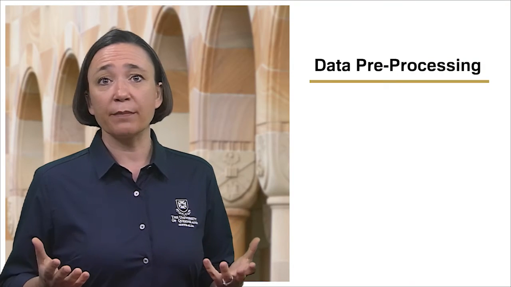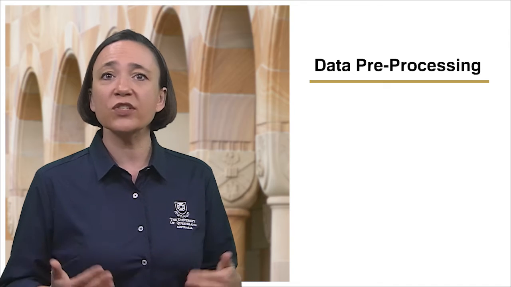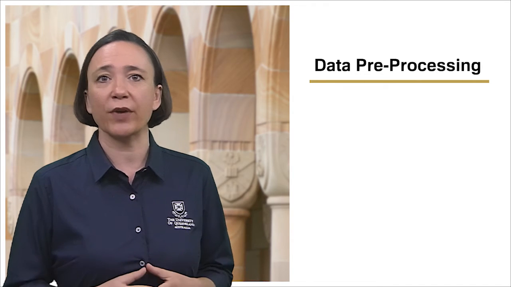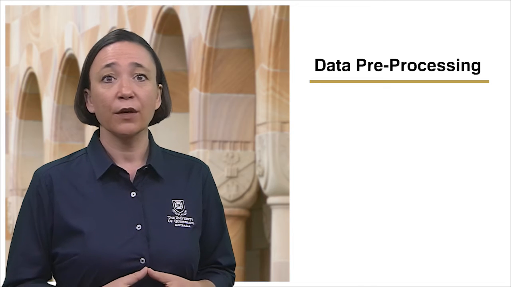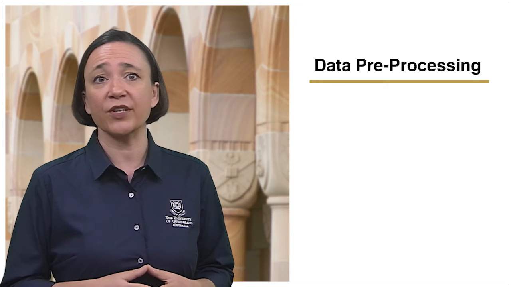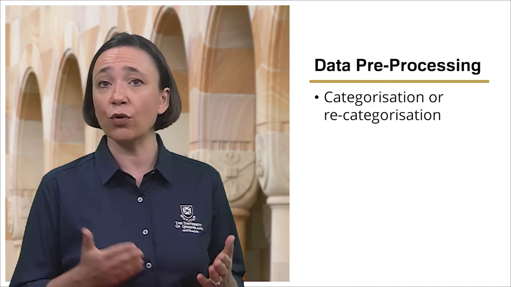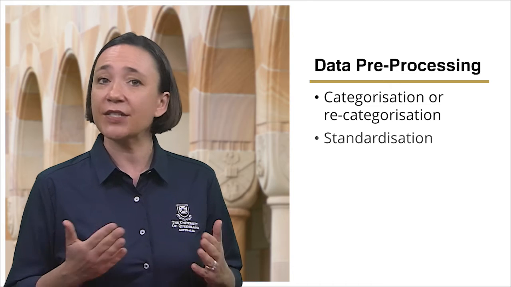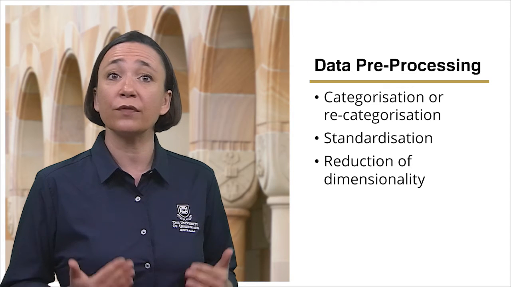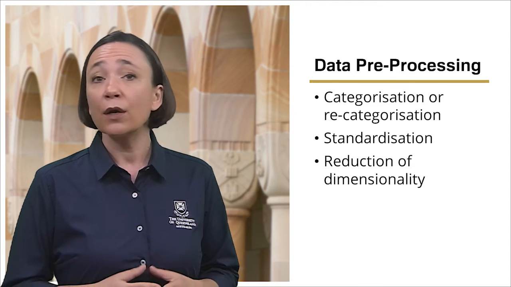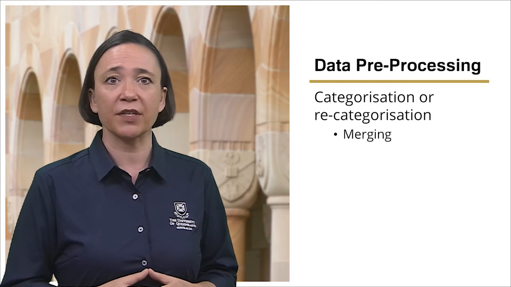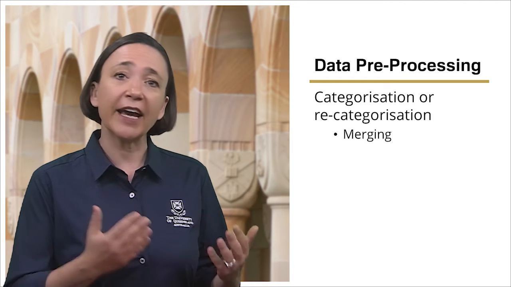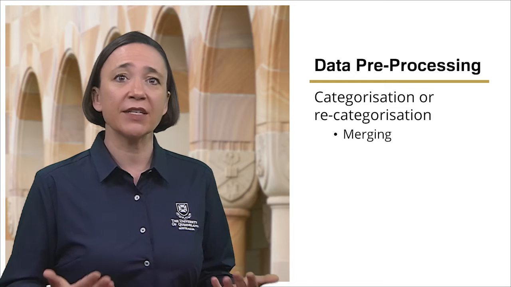Data exploration may indicate that we need to do something to the data before we can extract segments. We call this pre-processing. 3 common kinds of pre-processing are categorization or recategorization, standardization, and reduction of dimensionality. Merging a certain range of values is one form of categorization. When we defined age groups earlier, we categorized the data.